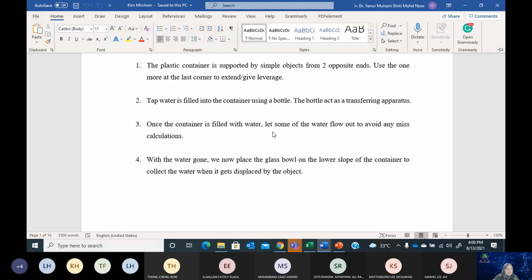Once the container is filled with water, let some of the water flow out to avoid any miscalculation. With the water gone, we now place the glass bowl on the lower slope of the container to collect the water when it gets displaced by object.